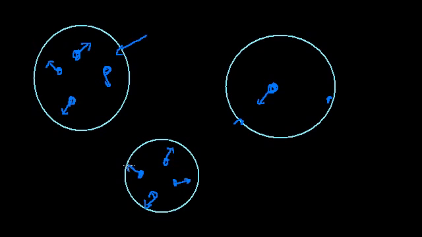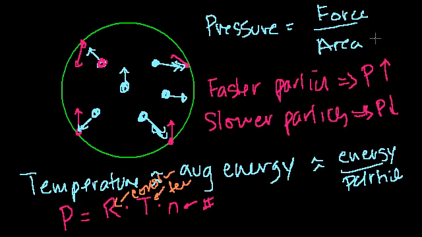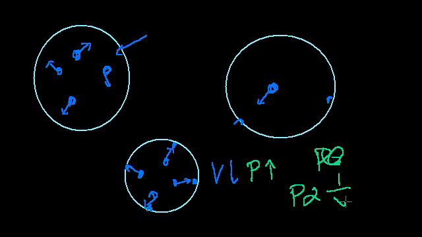Now these guys are going to bump into the sides of the container more frequently, and there's less area, right? So at any given moment, you have more force and less area. So when you have more force and less area, your pressure is going to go up. So when the volume went down, your pressure went up. So we could say pressure is inversely proportional to volume.